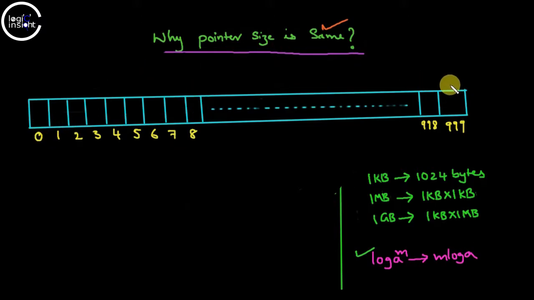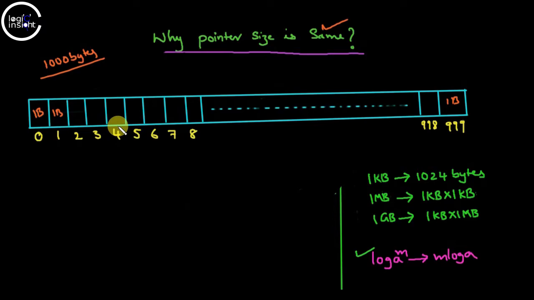So 999 is the maximum memory location which I have taken. So inside of each memory location I can store 1 byte of data. Okay, 1 byte up to here, 1 byte. So total there are 1000 bytes I can store in this memory.